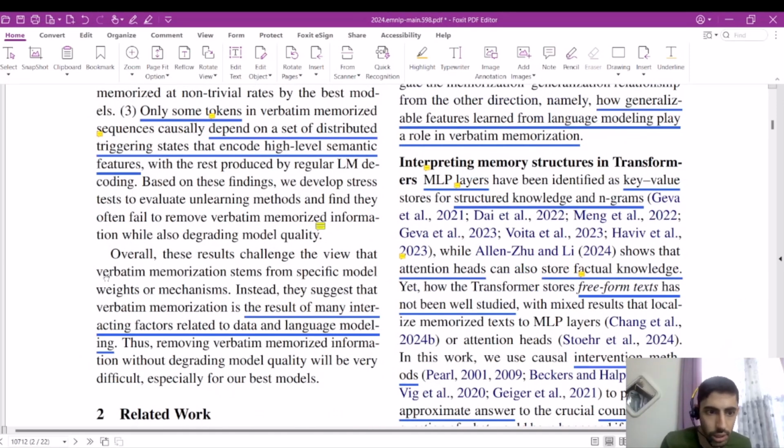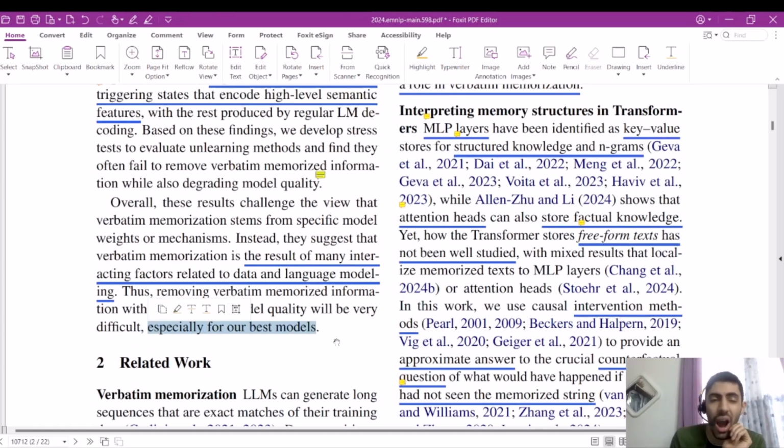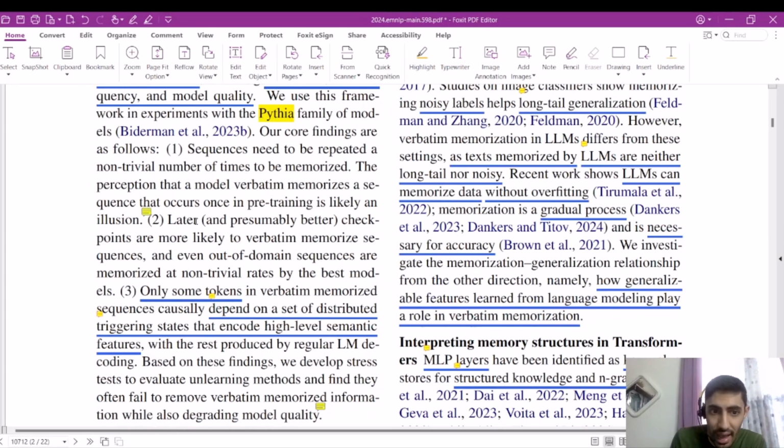So overall, this result challenges the view that verbatim memorization stems from specific model weights and mechanisms. Instead, they suggest that verbatim memorization is a result of many interacting factors related to the data and language modeling. Thus, removing the verbatim memorized information without degrading model quality will be very difficult, especially for our best model. It is very interesting, the ending of the sentence: what does it mean for our best model? It means the models that have been trained more, presumably better checkpoints, which are trained more on the training data, would be more likely to verbatim memorize.